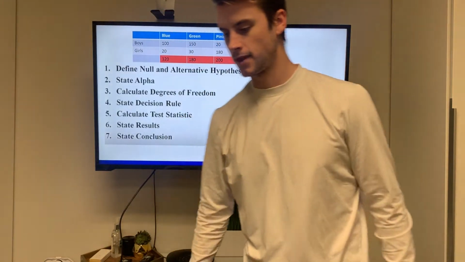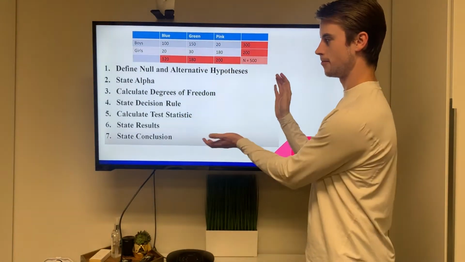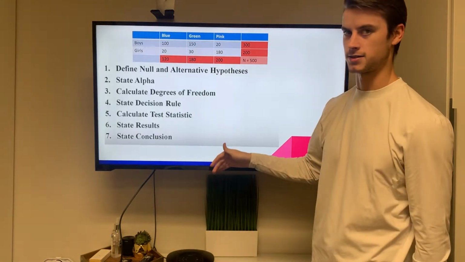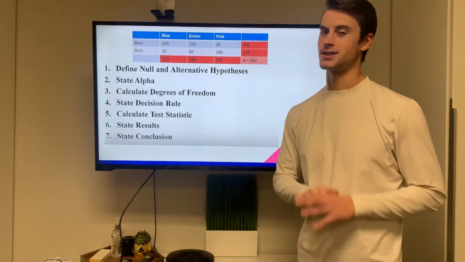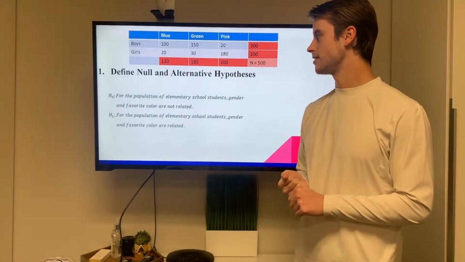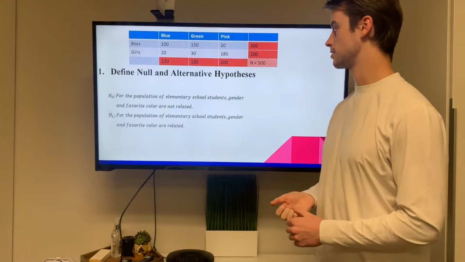Where do we start? This is a little bit more steps than what we've talked about, but it's the same process, okay? We use these 7 steps, and we'll figure our chi-square test out every time, guys, I promise. Okay, so step 1, we define the null and our alternative hypotheses, okay?